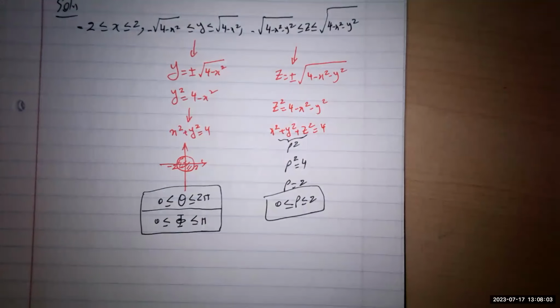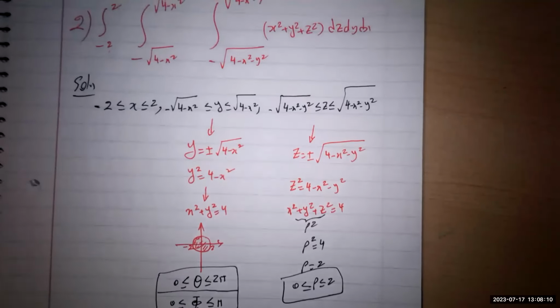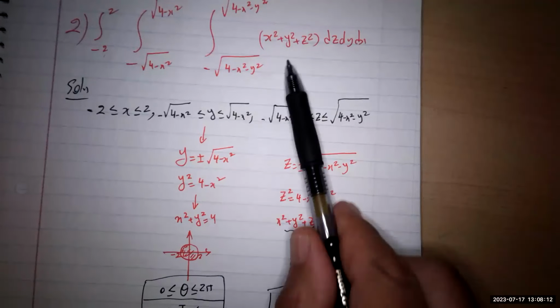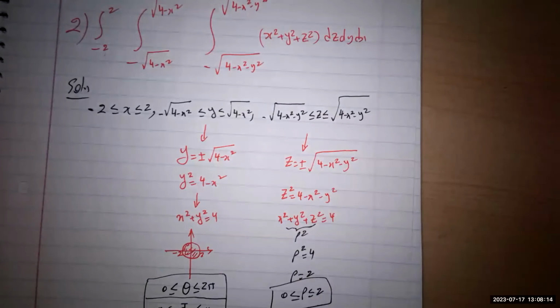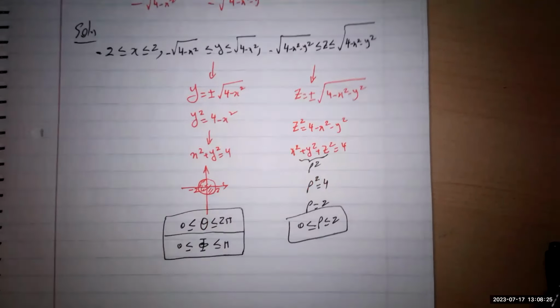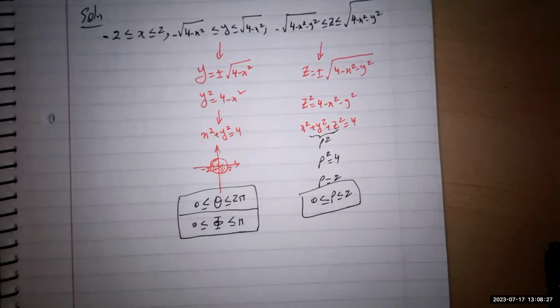Theta is between 0 and 2 pi, phi between 0 and pi, and rho between 0 and 2. The function is x squared plus y squared plus z squared. This function will be rho squared, and you are going to have an extra rho squared sine phi. Then you'll be able to handle it. So now we can set up the integral. Any question? This is a little bit different. In the other one, the domain was described. This one gives the limits of integration. So let's set up the integral.